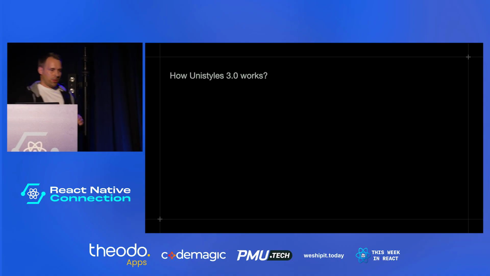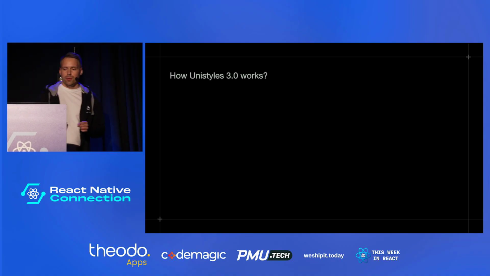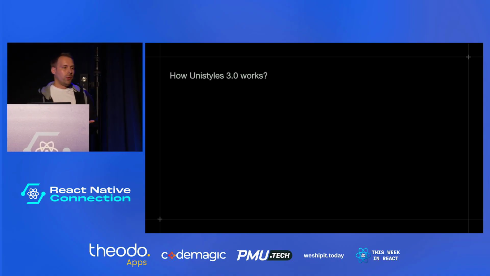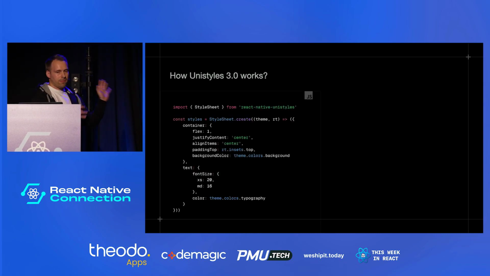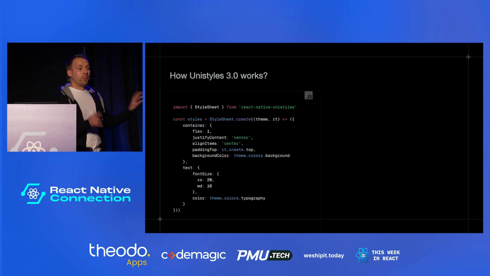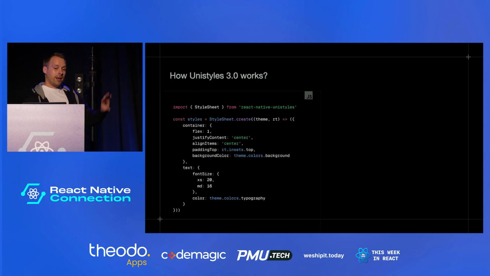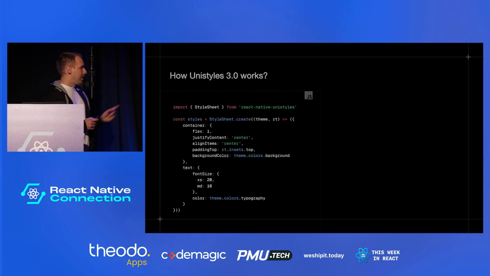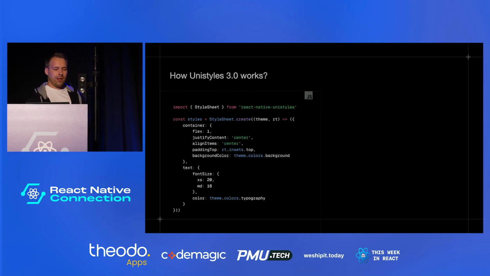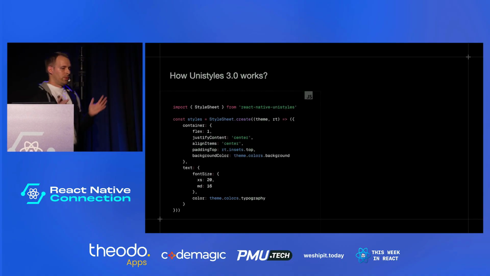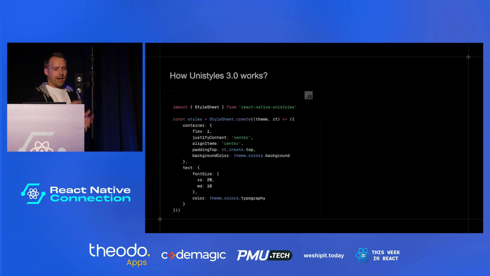Before we jump into the shadow tree, I need to describe how Unistyles works. So again, we have a simple style sheet. I just converted the font size to the breakpoint. So for extra small screens, you will get 20, and for medium screens, you will get 16 pixels. Of course, it's configurable, so you can put as many breakpoints as you want.